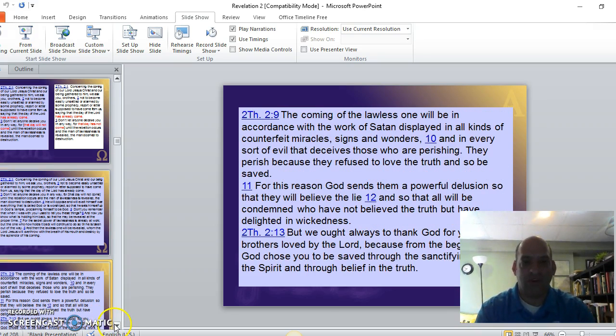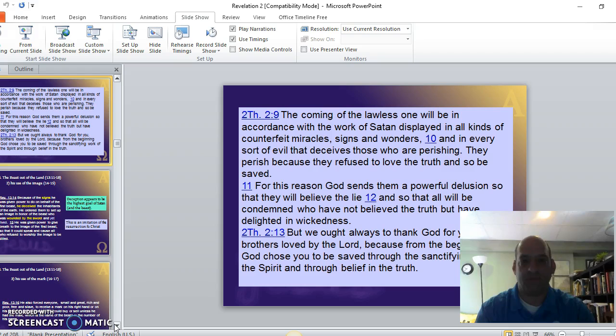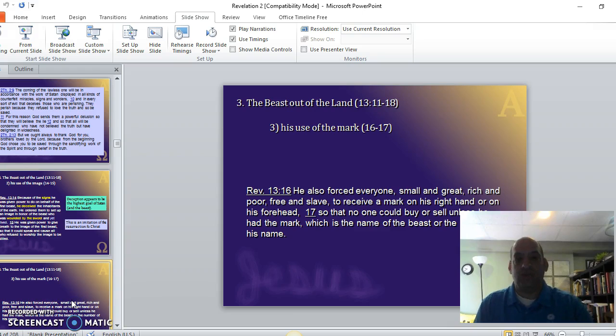Let me just keep moving here. 2 Thessalonians chapter 2, verse 9, the coming of the lawless one. So Paul is describing who this Antichrist is. John is describing the Antichrist. You can go back to the book of Daniel and see how Daniel describes this Antichrist, this ruler that comes onto the scene. And then we move to this beast out of the land who uses the mark.